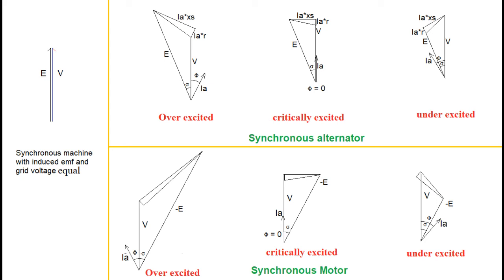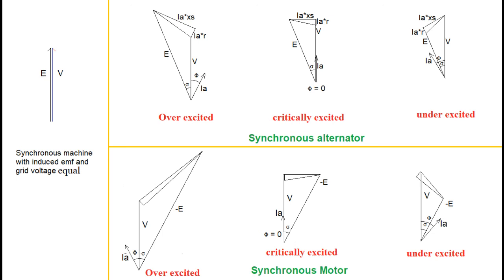One more point that we may note from all the phasor diagrams on the slide is that the angle sigma between grid voltage and induced EMF E reverses for motor operation in comparison with alternator operation. This angle sigma is known as the power angle, and therefore with constant load on the synchronous motor, sigma is constant.